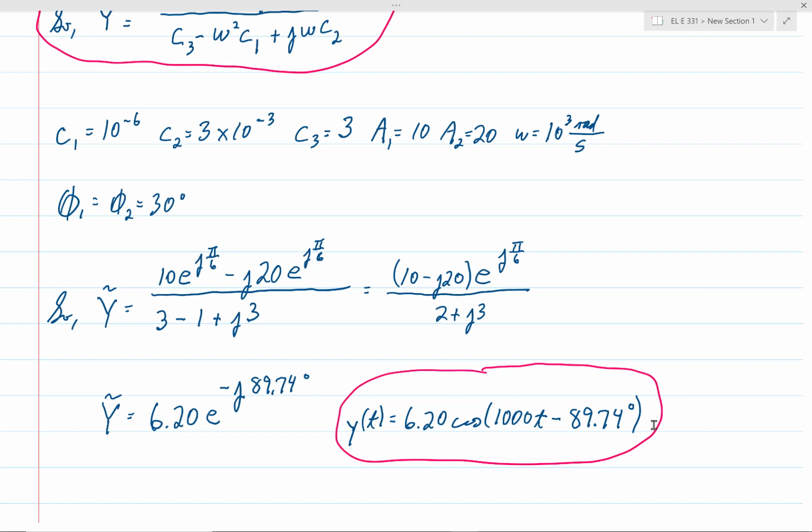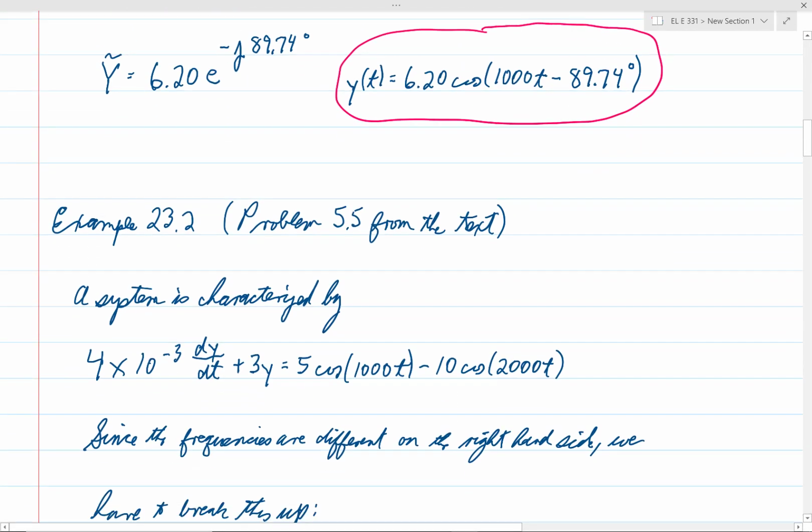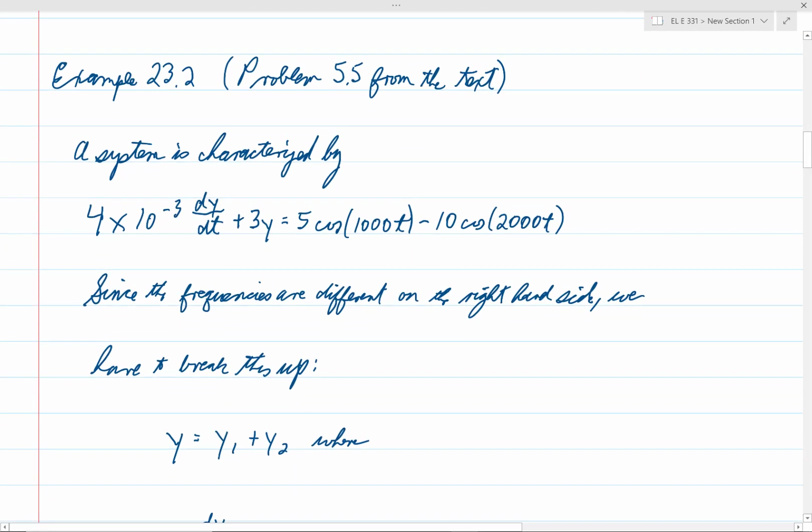So now let's go to something a little more complicated. In example 23.2, which is the same thing as problem 5.5 from the textbook, this time we have this differential equation. And actually the differential equation is, at least on the left-hand side, easier than the differential equation that we just did. But what makes this problem a little more difficult is the fact that these two source terms do not have the same frequency.